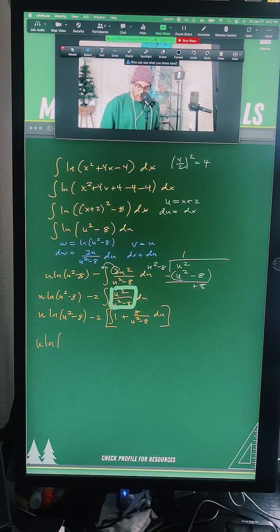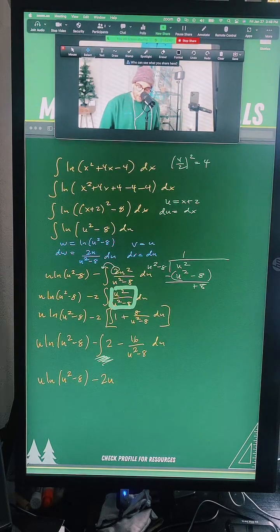Okay, so we have u natural log of u squared minus 8. If I distribute the negative 2, this is going to become negative integral of 2 minus 16 over u squared minus 8 du. That's pretty simple. That first one, the integral of 2, is just 2u. So u natural log of u squared minus 8 minus 2u. And then we still have minus the integral of 16 over u squared minus 8 du. That's the toughest one.